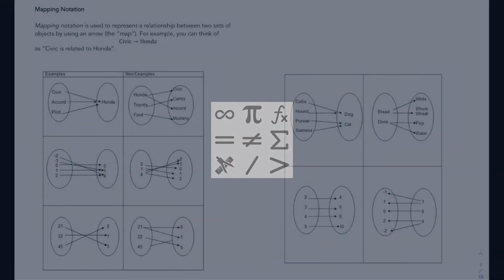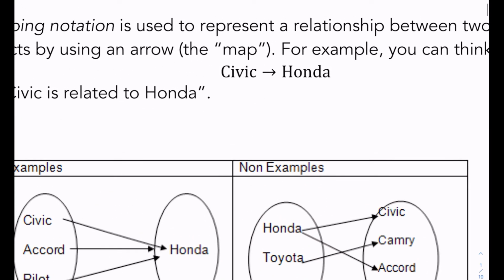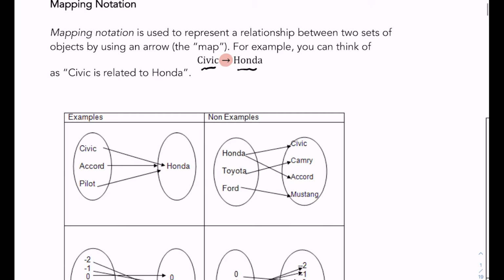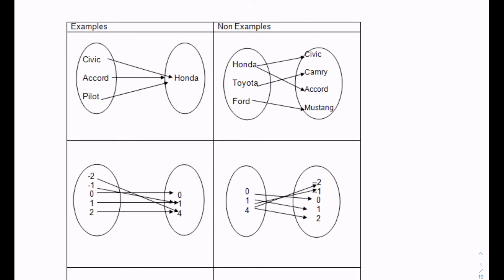We're going to look at functions now from the point of view of a mapping notation. Mapping notation is just a fancy way of saying two things are related by using an arrow, for example. So in this case, a Civic is related to a Honda in some type of way. What we have here in this first chart are some examples of functions using mapping notation and non-examples.